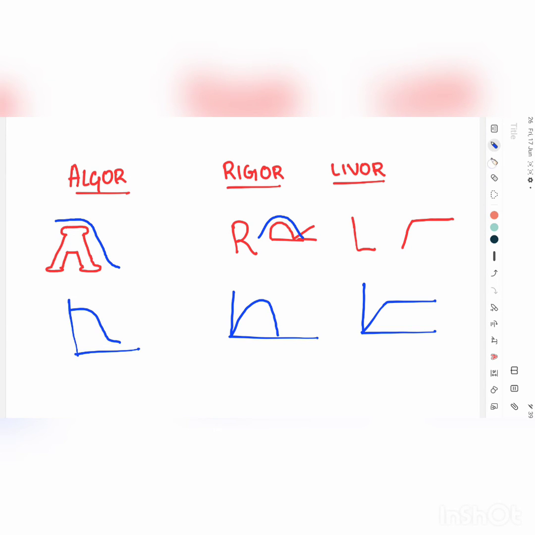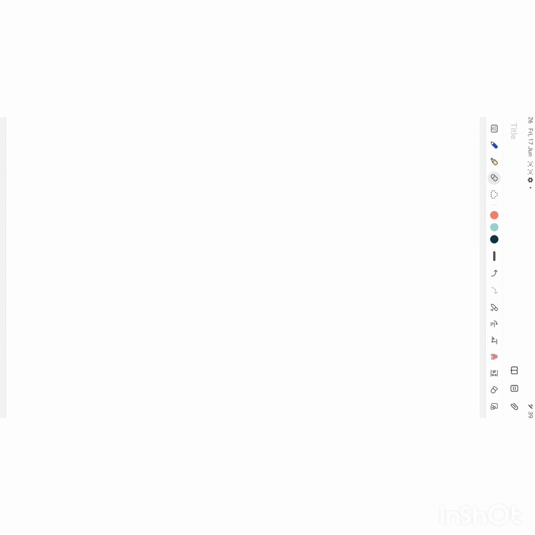I would want to put all of these in one graph and let's see how that looks. So this is our Algor mortis. This is Rigor mortis. And this is Livor mortis.